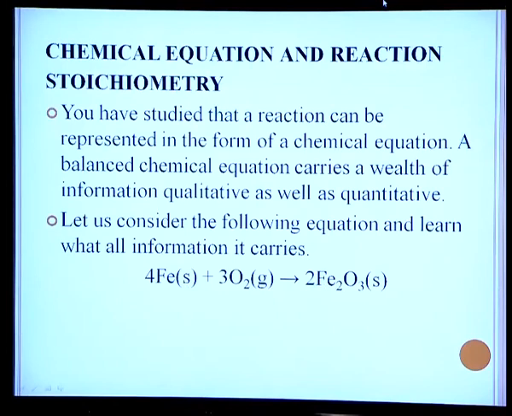Now, chemical equations and relations, stoichiometry. You have studied that a reaction can be represented in the form of a chemical equation. A balanced chemical equation carries a wealth of information, qualitative as well as quantitative. I would like to add here again that it should be balanced, and we should also state the physical state of the reactants as well as products. Let us consider the following equation and learn what all information it carries.